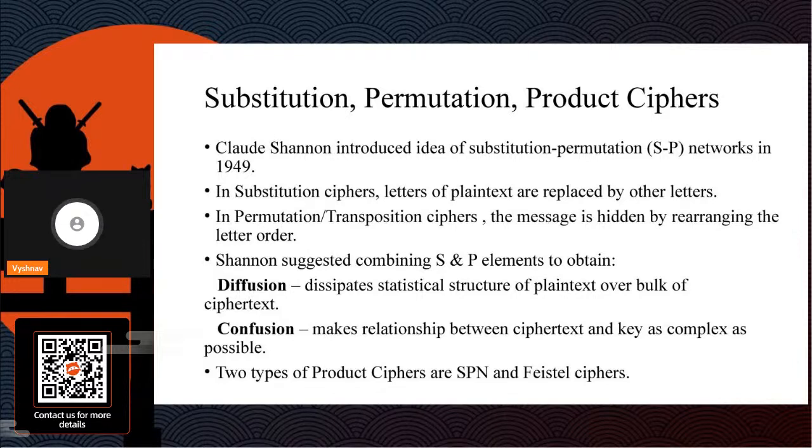Feistel proposed the use of a cipher that alternates substitution and permutation as a practical application of the proposal by Claude Shannon, which leads to the product cipher. So product ciphers are basically of two types, SPN and Feistel. SPN is substitution permutation network.